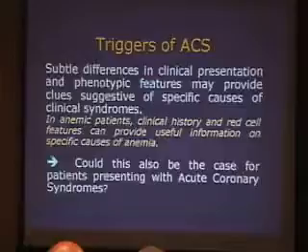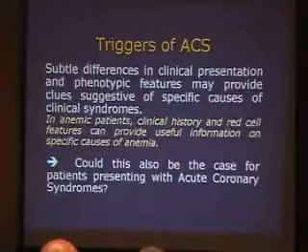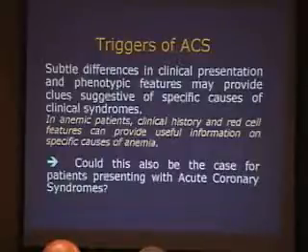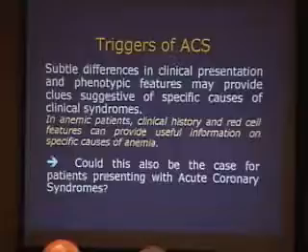So in other conditions, subtle differences in clinical presentation and phenotypic features may provide clues suggestive of specific causes of a clinical syndrome. In anemic patients, clinical history and red cell features can provide useful information on specific causes of anemia, which you wouldn't have if you only measured hemoglobin. And we do this most of the time with patients with ischemic heart disease, because in epidemiology we only measure heart attacks or coronary death.